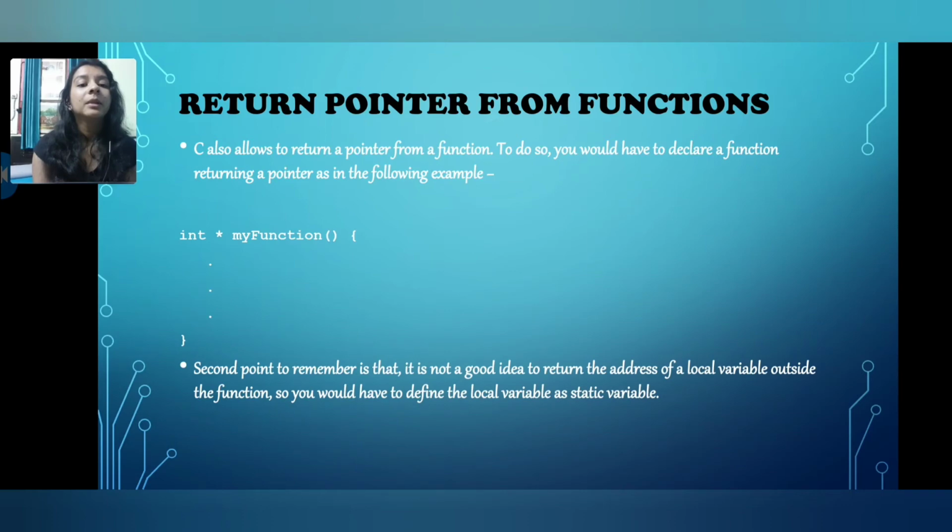The second point to remember is that it is not a good idea to return the address of a local variable outside the function. So it is better to define the local variable as a static variable. You may not know what a static variable is, but we'll see that later on. For now, keep in mind that whenever you need to return a pointer from a function, do not forget to declare that variable as static.